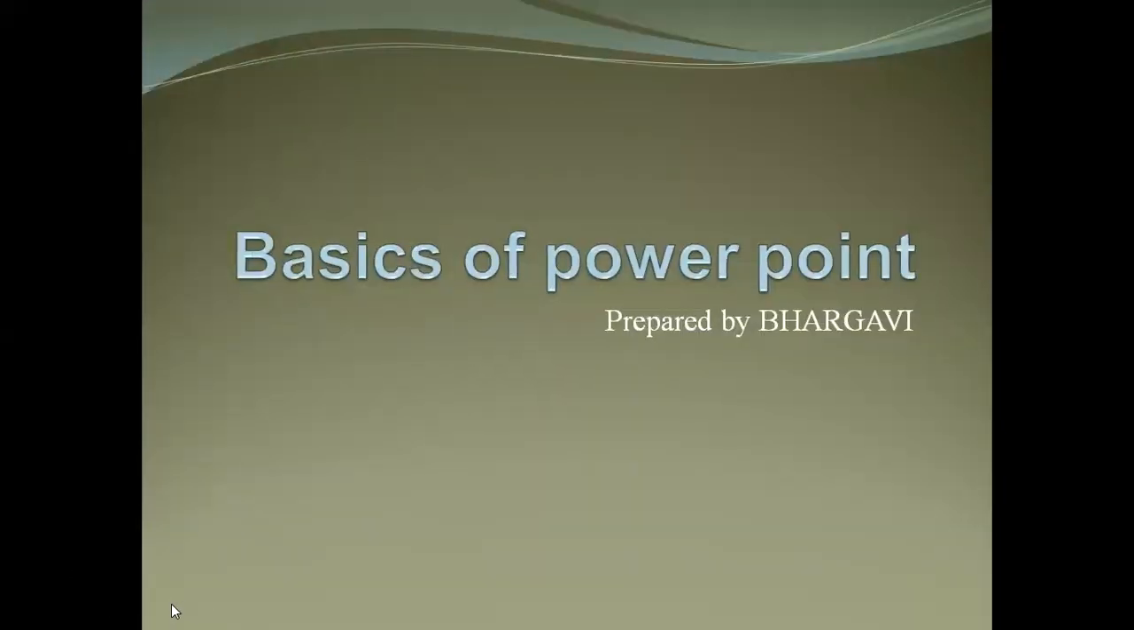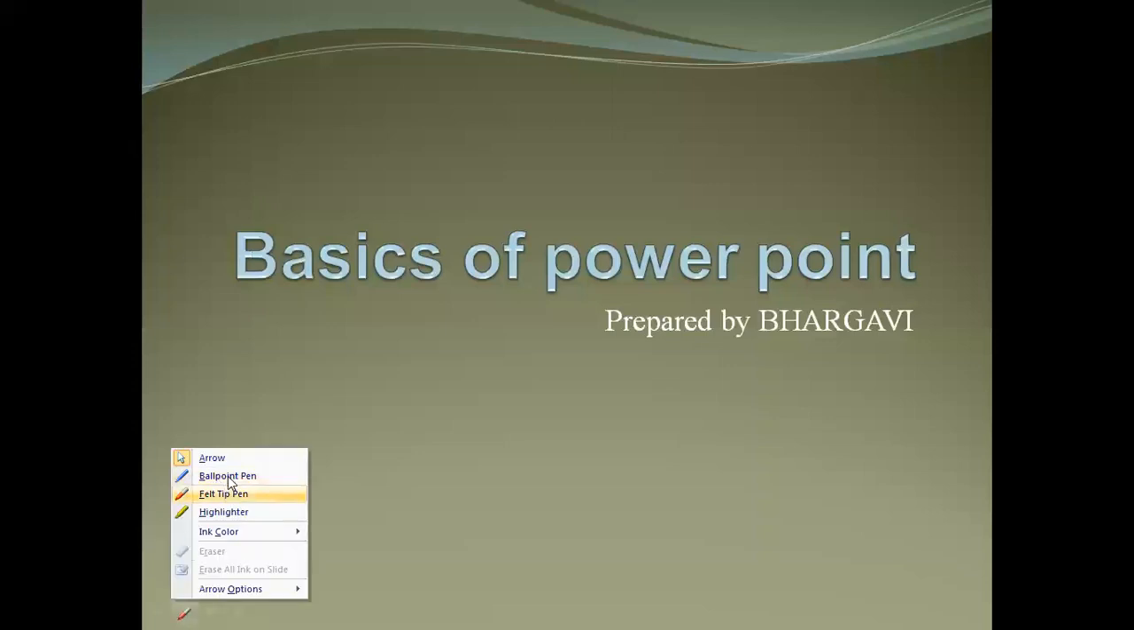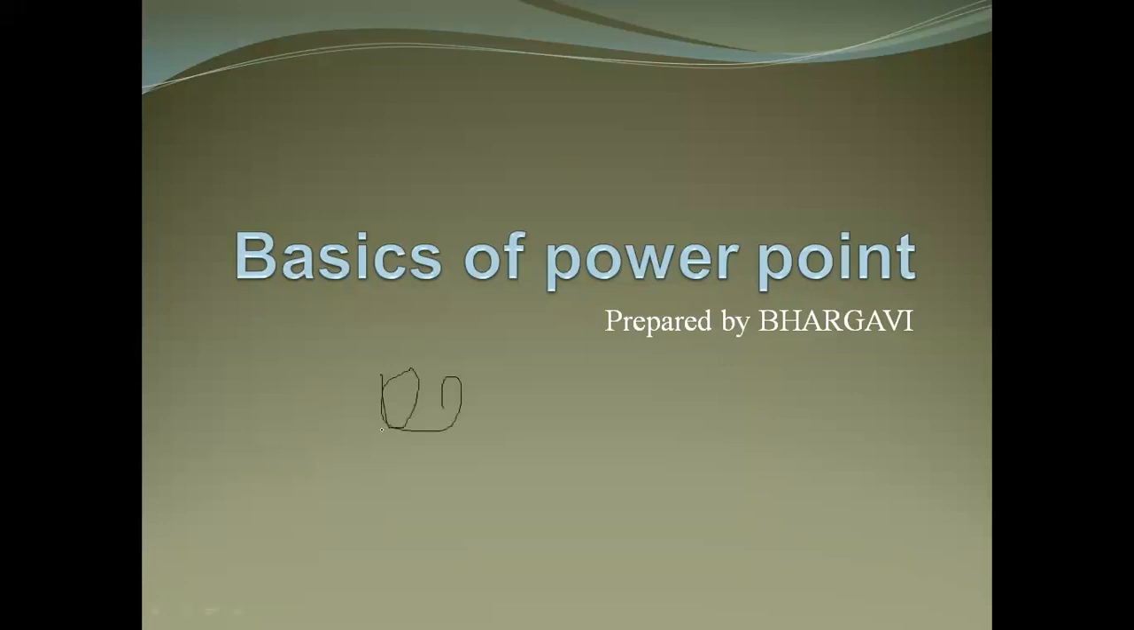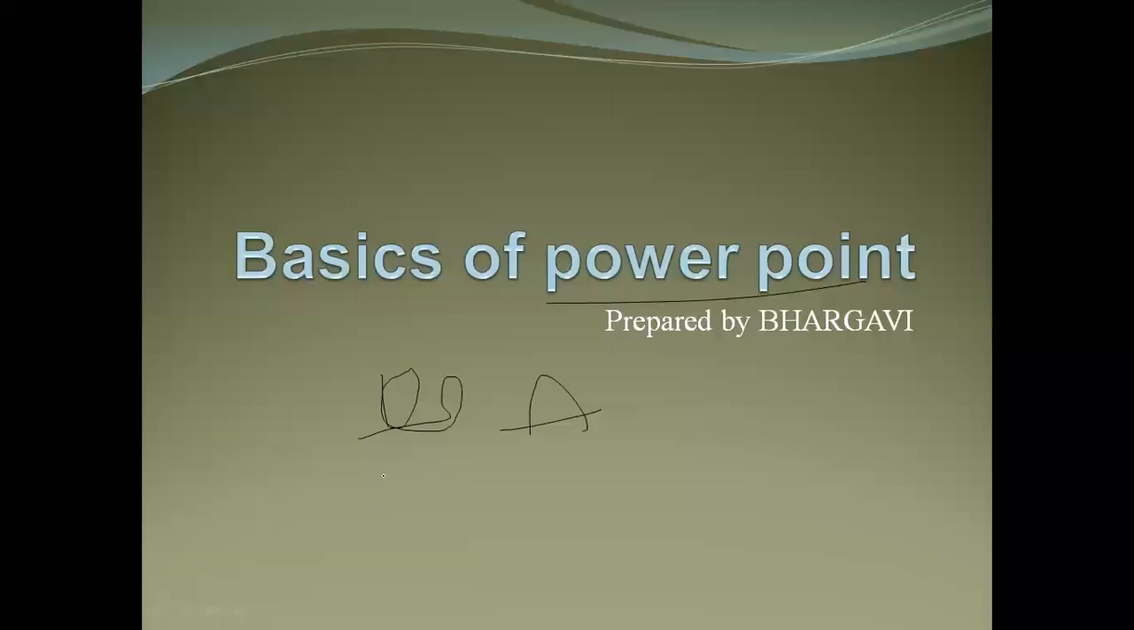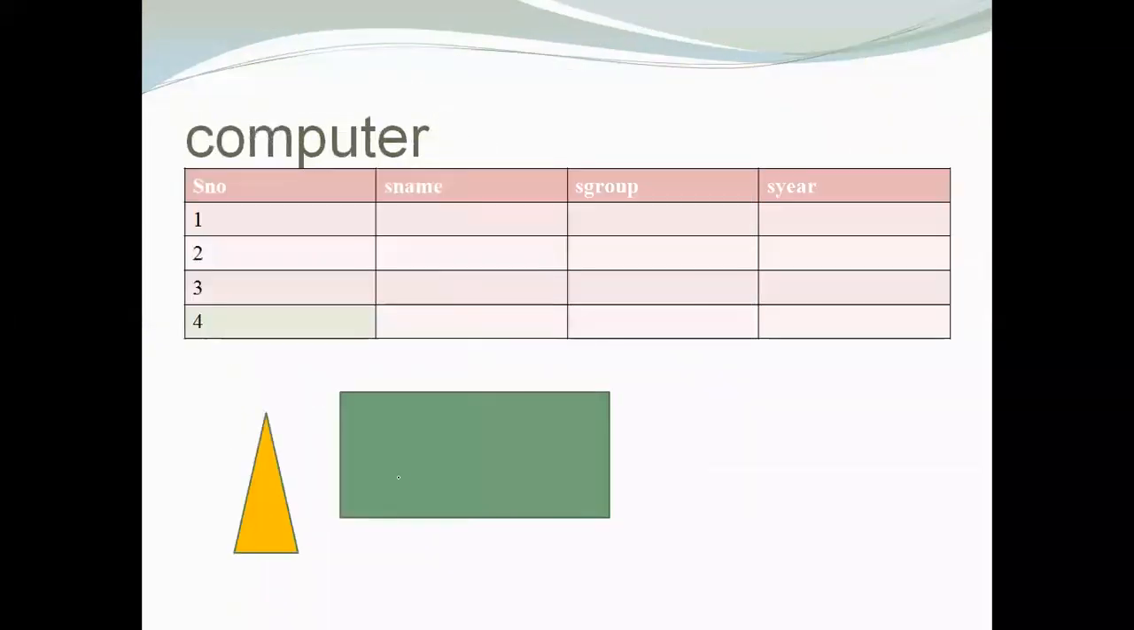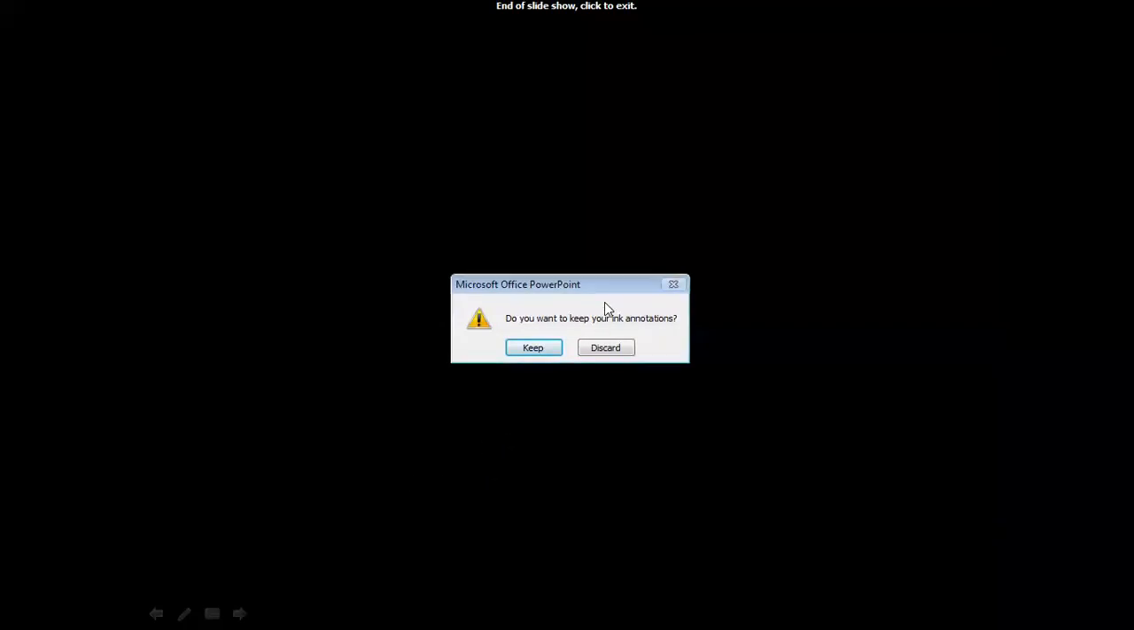Now, in animations, in a slideshow, now I'm displaying the slideshow. Now in this slideshow, you are having options like this here. So this is a pen. That means with this pen, you can write anything like this. If you want to explain something, you can write anything on the information here. I can also change the pen color, ink color and this. If you want to do the changes, keep, otherwise discard.